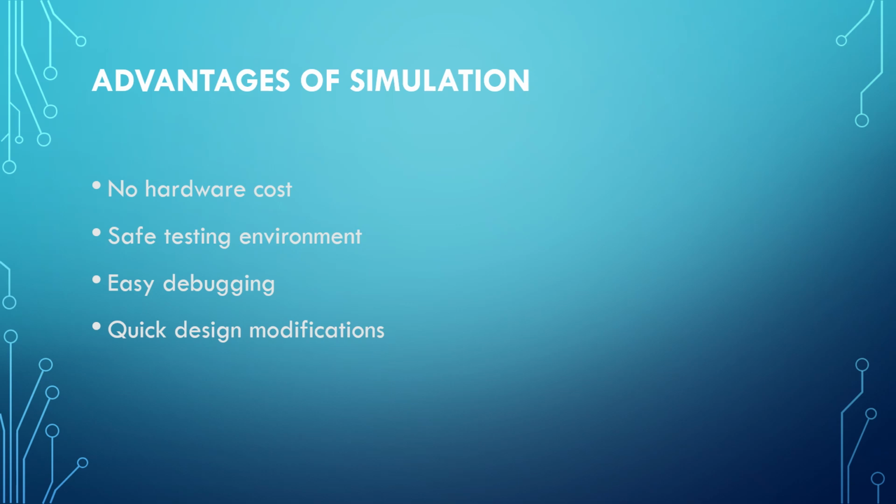Next, simulations also provide a safe and risk-free environment for testing embedded applications. For example, even if there is a logical error in the program, there is no risk of damaging components. Third, debugging and fault identification are much easier compared to physical hardware. This helps in faster development and better understanding of the system. And fourth, design modifications can be implemented quickly, which significantly speeds up the overall development process.